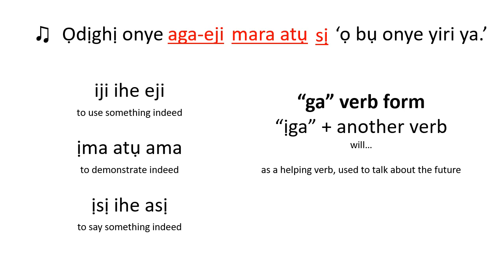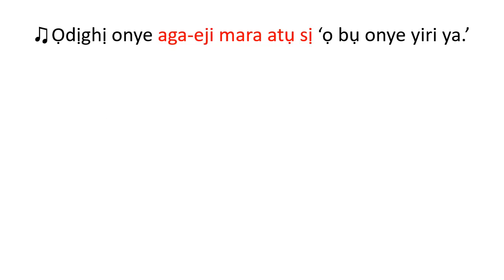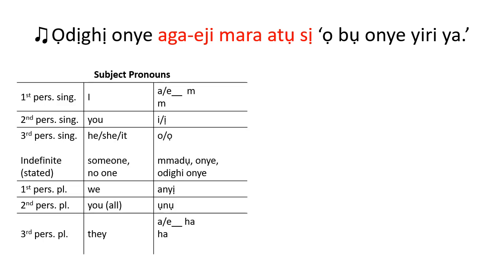Next, we'll see how all the verbs have been changed from what they are in the table to what they are in the sentence. Verbs are changed to match the subject. So let's start by going over the subject pronouns: I, you, he, she, it, we, you all, and they.